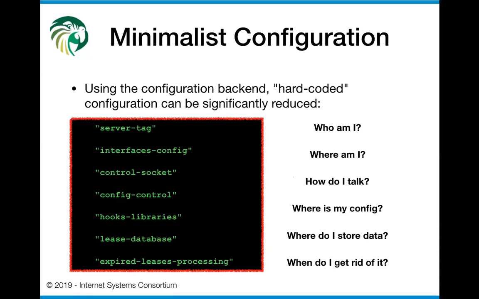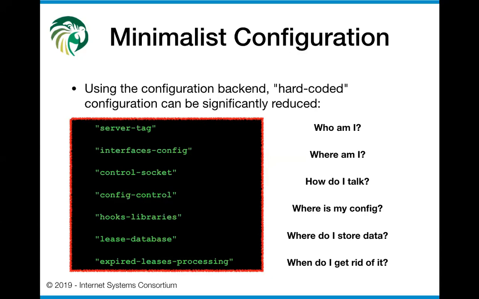One of the things that I like about the configuration backend is it allows you to create an extremely minimalist configuration. If you're deploying new machines out into the field, and you don't want to have to do a whole lot of configuration locally, you don't want to have to pre-configure all of the pools and all of the subnets and all the networks and all the options. The configuration backend allows you to set a very limited number of options, and then have all the rest of it pulled out of the configuration backend database.